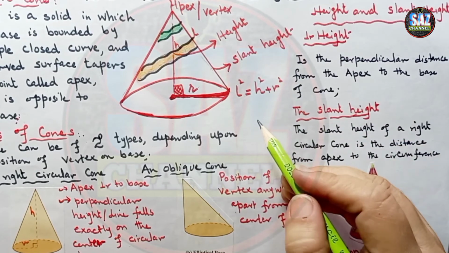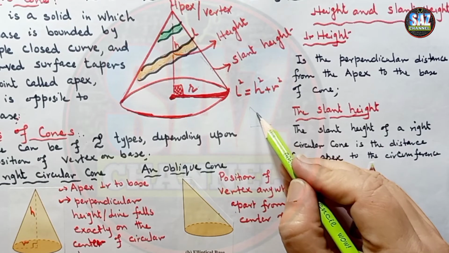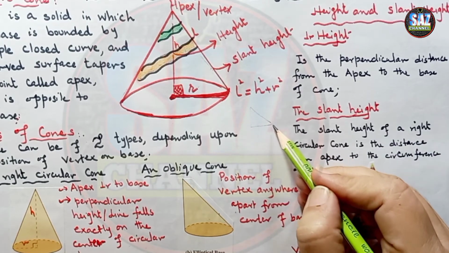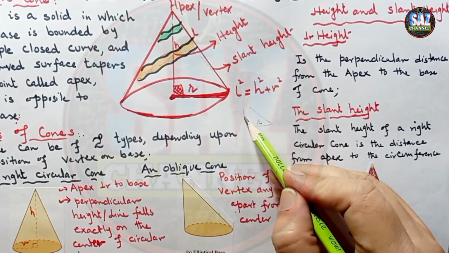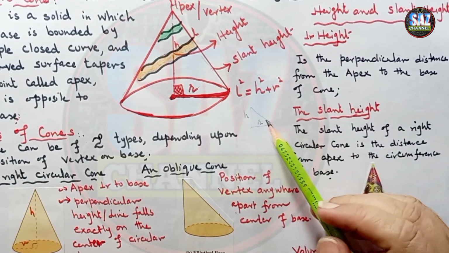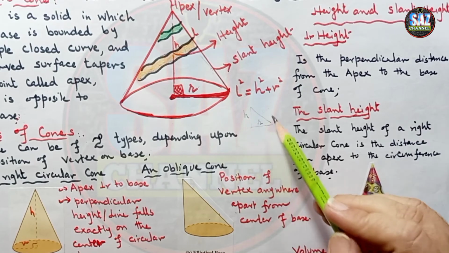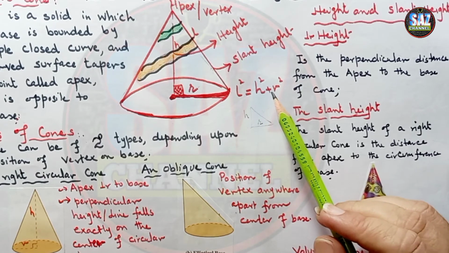If we look at the diagram, from the apex to the midpoint of the base is the height of the cone, and from this midpoint to the circumference of the base is the radius. Now in order to find the slant height or any one of the missing lengths of this triangle, we can apply Pythagoras theorem easily.